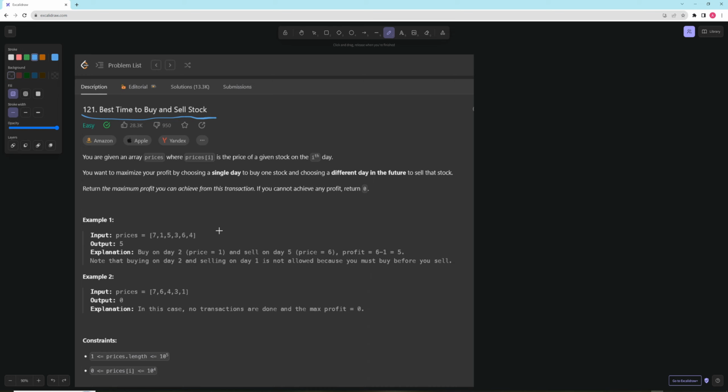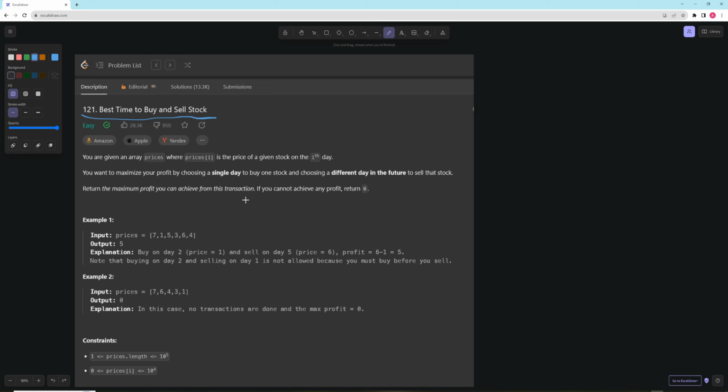So you're only allowed to have one transaction, which means buy a stock one day, sell it for another day. So for example, if you buy a stock here for 7 and you sell it for, whatever, 6, you would have a -1 profit. So clearly what you want to do, and I guess we can look at this example. Here, the maximum profit they say you can make is 5, so you would buy at 1 and you would sell at 6, so you'd make 5 profit. Okay. And you have to buy before you sell, and here the max profit is 0.